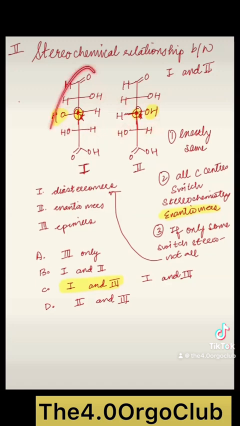The fact that they're carbohydrates matters, because in a carbohydrate, if only one carbon center switches the stereochemistry over, that carbohydrate is called an epimer. So the relationship between 1 and 2 is that they are diastereomers, but they're also epimers because they're carbohydrates. That's why C is the correct answer for this problem.